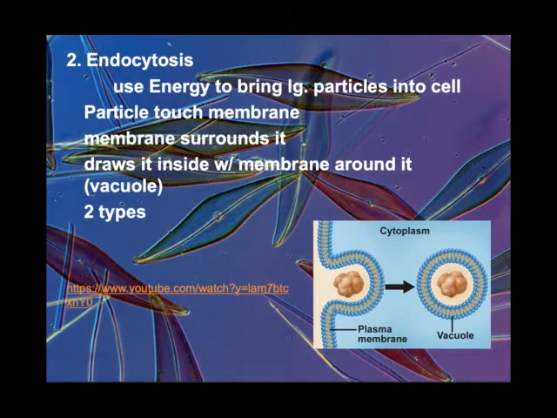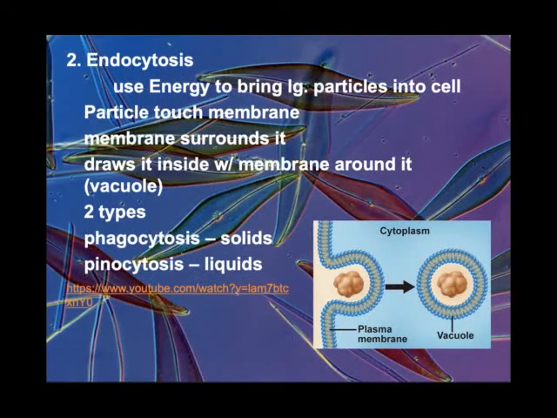So there are two types of endocytosis depending upon what you're moving inside the cell. There's phagocytosis, which is solids doing the whole endocytosis thing, or there's pinocytosis, which is liquids doing that, large liquid molecules. The way I remember it is pino has an I in it, second letter, and so does liquids.